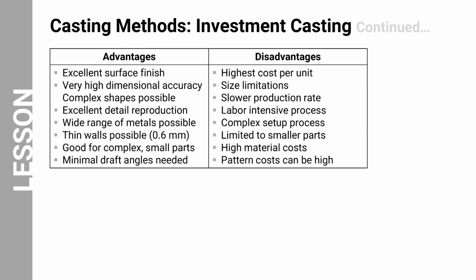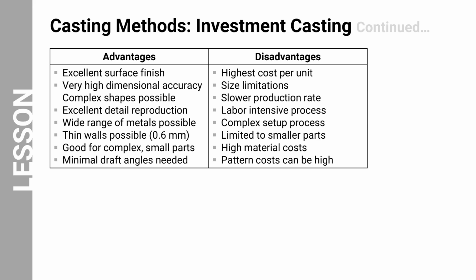Investment casting presents a range of advantages and disadvantages in manufacturing. Among its advantages, the process delivers an excellent surface finish and very high dimensional accuracy while enabling the creation of complex shapes. It excels in detail reproduction and can work with a wide range of metals. The process allows for thin walls down to 0.6 millimeters and is particularly well suited for complex small parts, with the added benefit of requiring minimal draft angles.